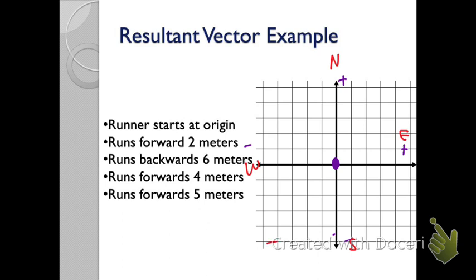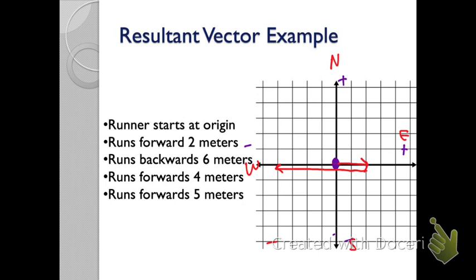Starts at the origin, runs forward 2 meters. We're going to draw it with an arrow. Then they run backward 6 meters. Do I start over at the origin? No, I start right from where I am. So I'm going to go backwards 6. So 1, 2, 3, 4, 5, 6. Technically I should draw it right on top, but I want you to be able to see the different vectors.